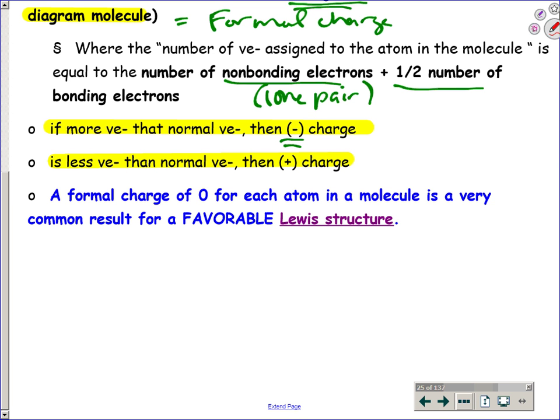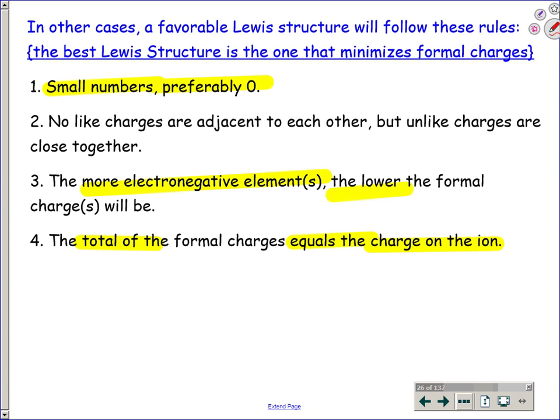We want 0, but if we have a positive and a negative formal charge someplace, we want to keep those stable. We want to keep them far apart if they're both negative or both positive, or we can keep them close to each other if they're opposites in charge. That's going to be our next part. I'll come right back to that.